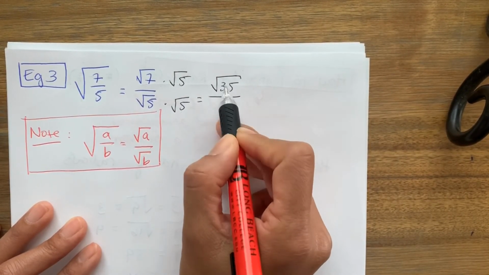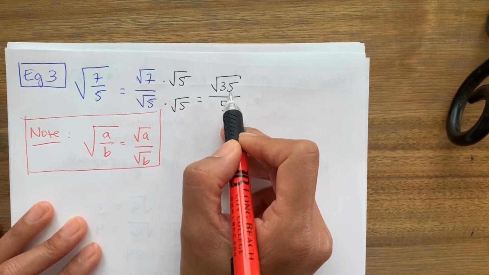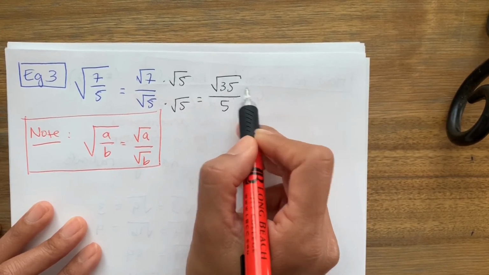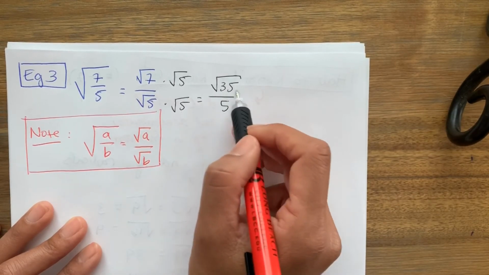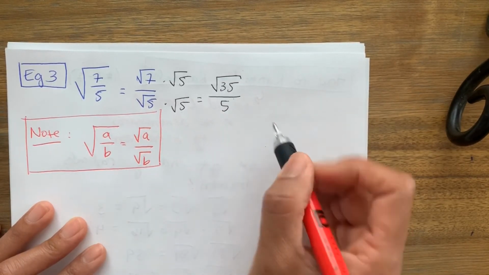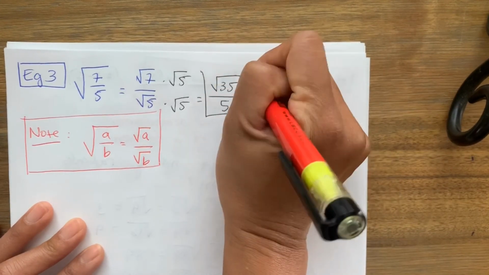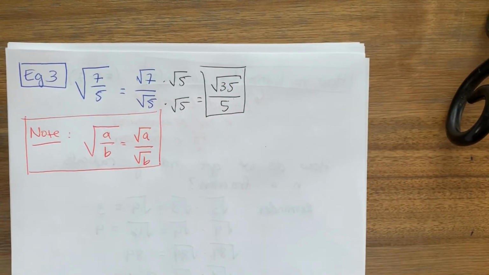The answer is no, because the only thing you could simplify 35, if you break it down, is 7 times 5 is 35. Square root of 7 times square root of 5 cannot be simplified anymore, so that is what it is. And that becomes your final answer for example 3.